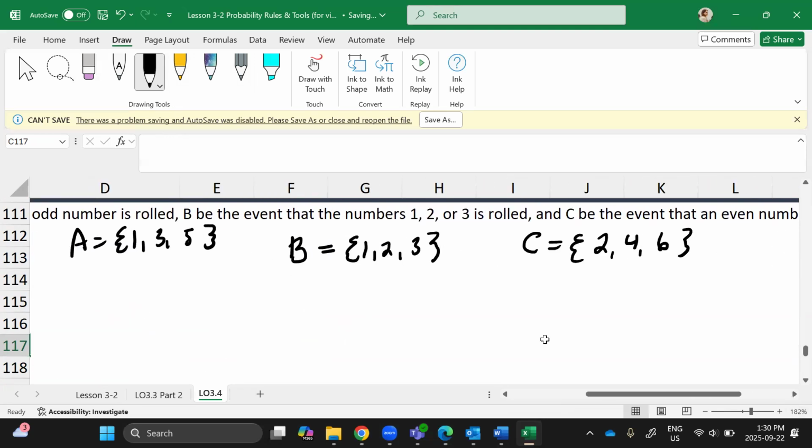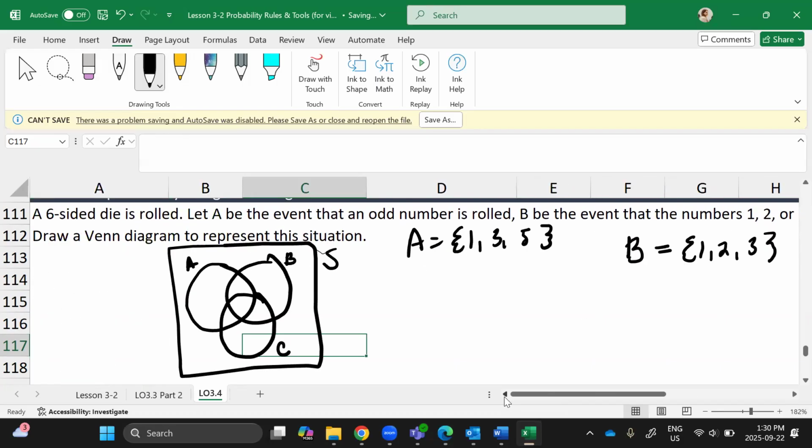A has 1, 3, and 5. The 1 is shared with B, the 3 is shared with B. The 5 is by itself. It shares nothing with C. So 1 and 3 have to go in both A and B. 5 is only in A. So this is where A and B only meet. This is where A and C meet. This is where all 3 meet.